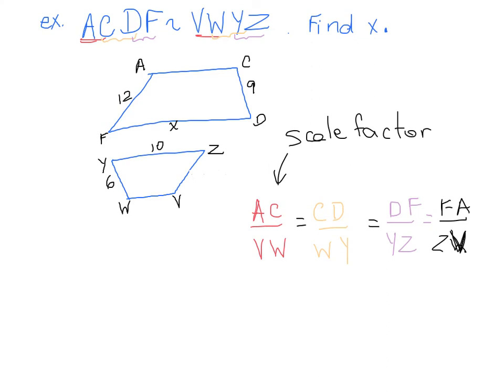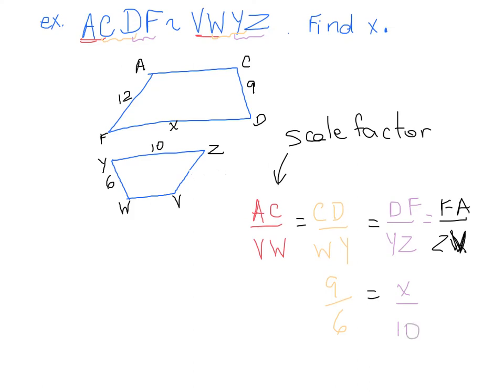So how do I use this to figure out what x is? Well, we don't have every piece of information here, and certain pieces of information are more useful than others in this case. We do have CD, which is corresponding to WY. Because we have two corresponding sides, we can definitely use that. So let's go ahead and set that up. CD is 9 over WY, which is 6, is equal to, and we're trying to find DF, so we can say it's equal to DF, which we don't know. All we know is that it is x. Over YZ, but we do know YZ, which is 10.